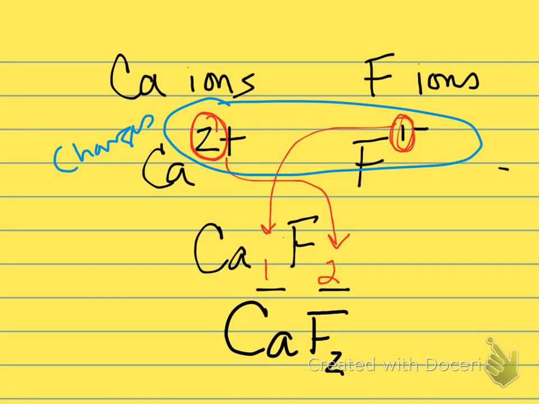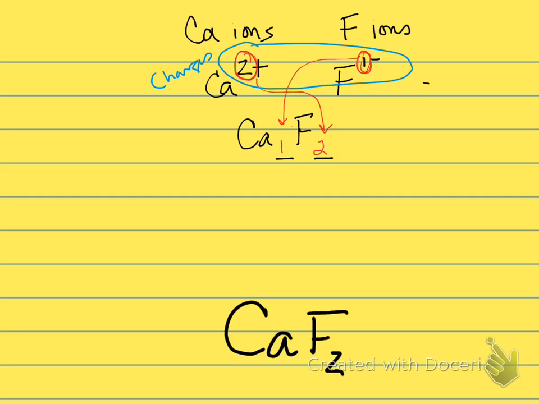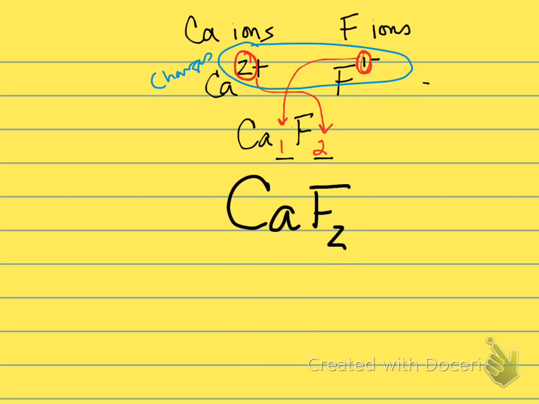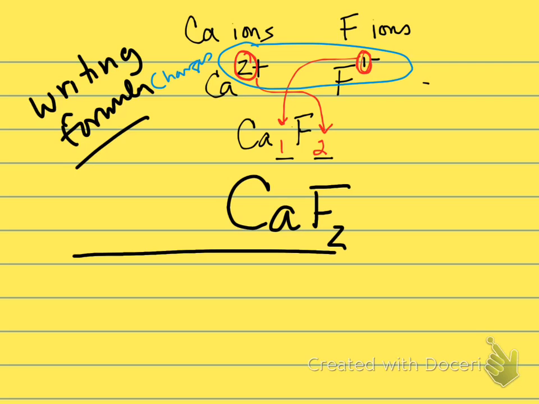Now let's do the other half of the game. Shrink that. So this is writing the formula. The other half of the game is naming. So if I hand you this formula, CaF2, and I say, what's its name?